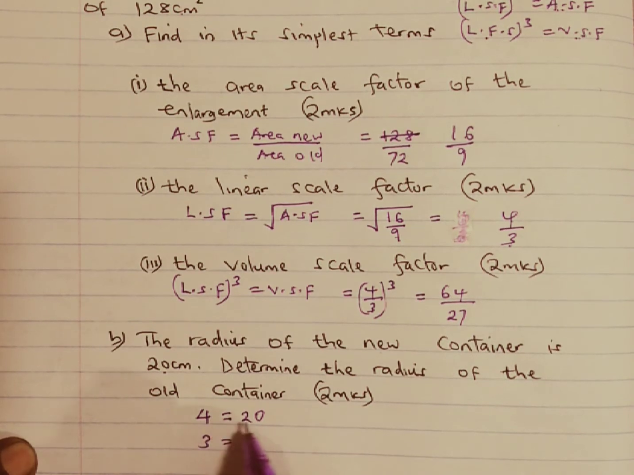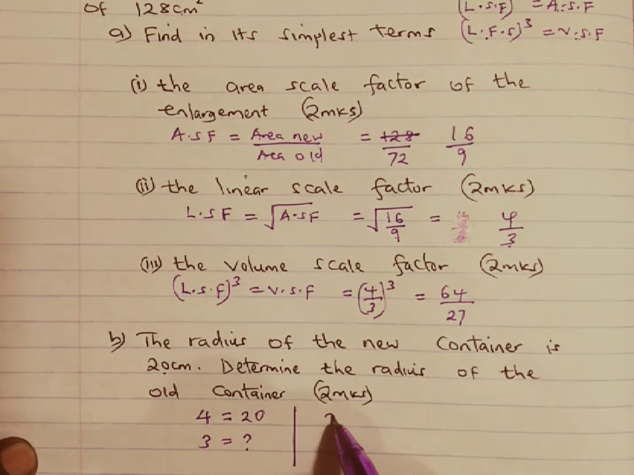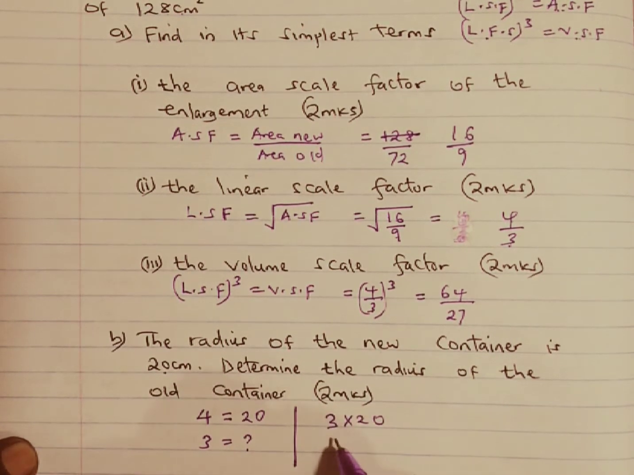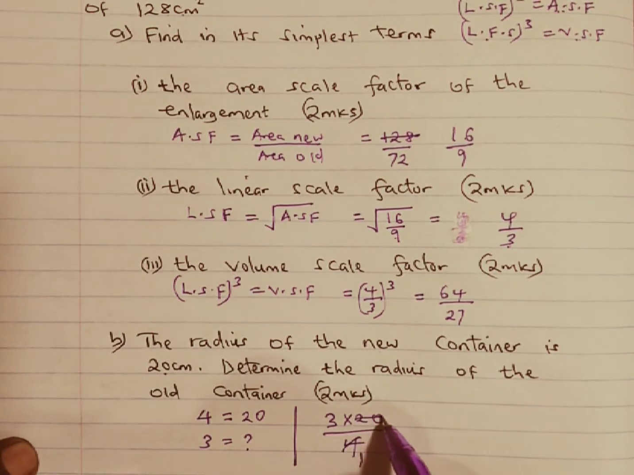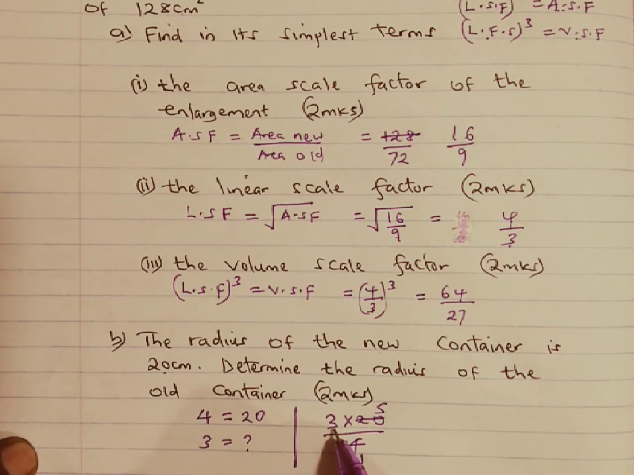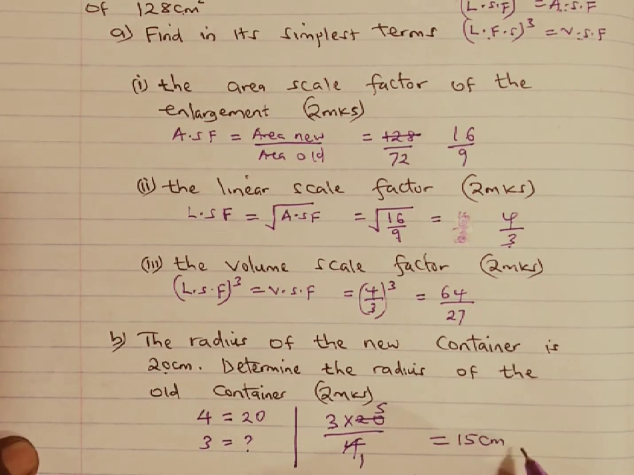So if 4 is equal to 20, 3 will be equal to what? If you cross multiply, we are going to have 3 times 20 divided by 4. 4 goes into 20 five times. And if you take 3 times 5, the answer is going to be 15 centimeters.